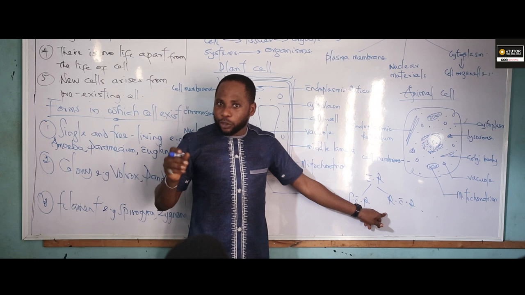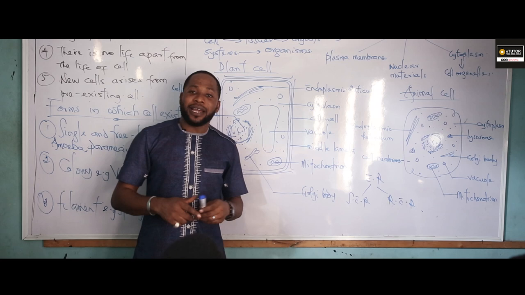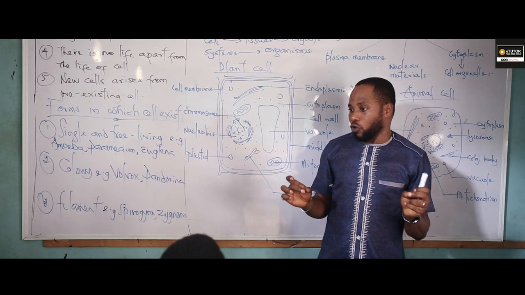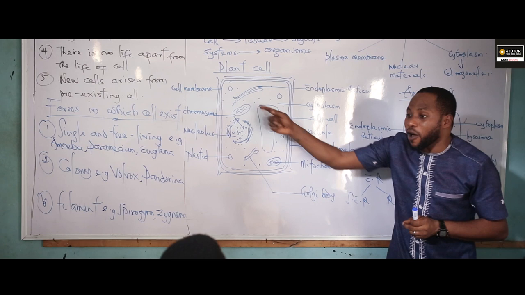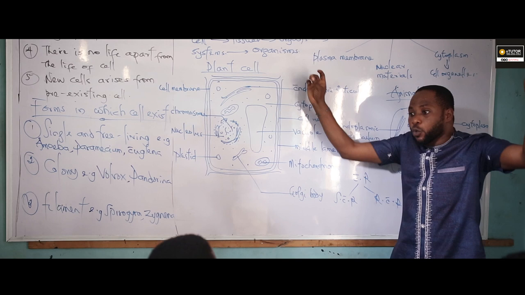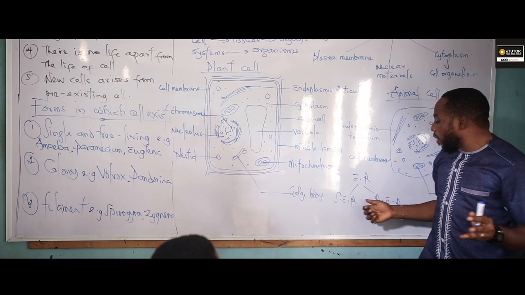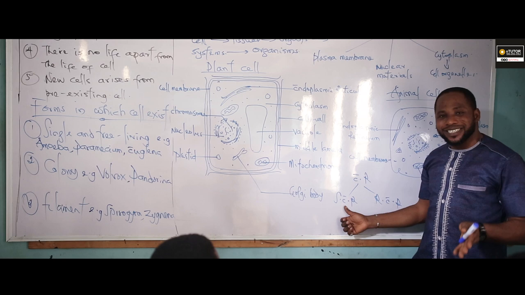So the difference between the smooth endoplasmic reticulum and the rough is that the rough has ribosome attaching to the endoplasmic reticulum. Are you getting me now? Under smooth endoplasmic reticulum, there is nothing attaching to it. But under rough, you see ribosome attaching to the body of the rough endoplasmic reticulum. So the difference between the two is that this one has ribosome attaching to it, while this one does not have ribosome attaching to it. Did you understand that?